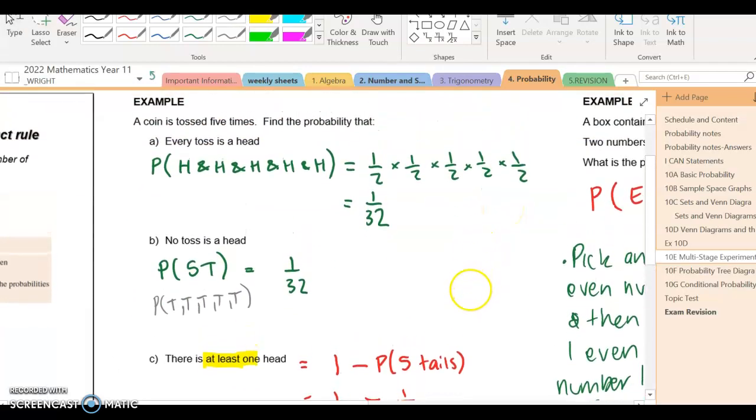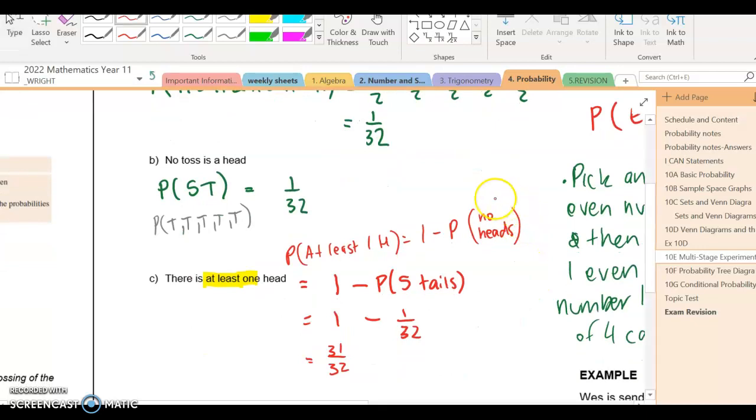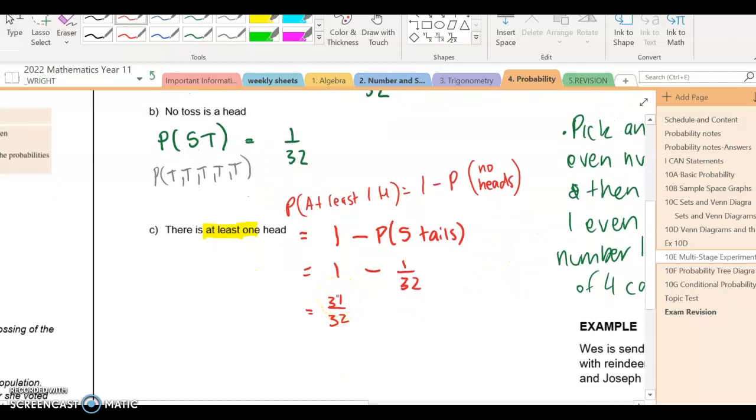The third part of that question, part C, says find the probability that there is at least 1 head. The probability of at least 1 head is written like this: it's equal to 1 minus the probability of no heads. We looked at this in the other lesson. No heads and at least 1 head are going to be equal to 1 whole. No heads means 5 tails, so the probability of at least 1 head is 1 minus the probability of 5 tails. We've worked out 5 tails being 1 over 32, and so that's going to be 31 over 32.